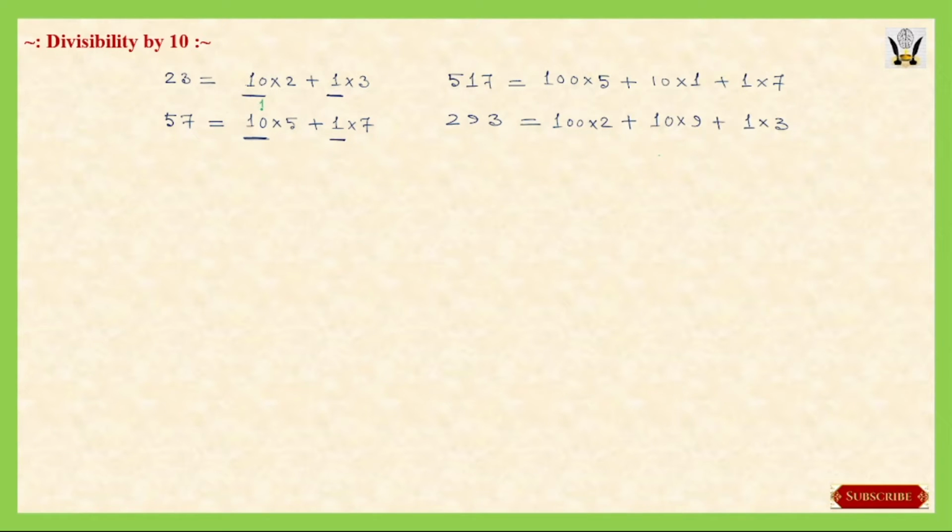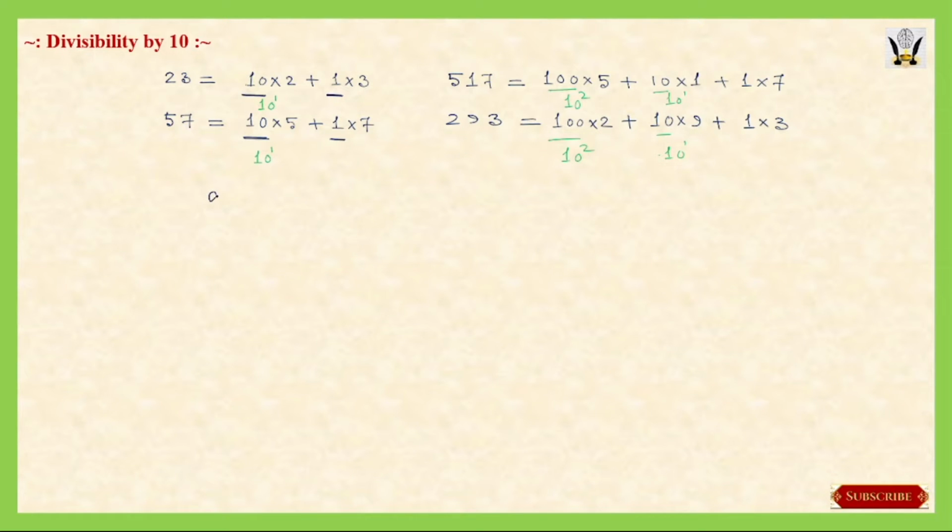So here 10 can be written as 10 to the power 1. For a three-digit number, 100 will be 10 square, then 10 to the power 1. Now suppose we have any four-digit number, then we will have a digit at its thousands place as well. So at that time it will be 10 cube at the thousands place.